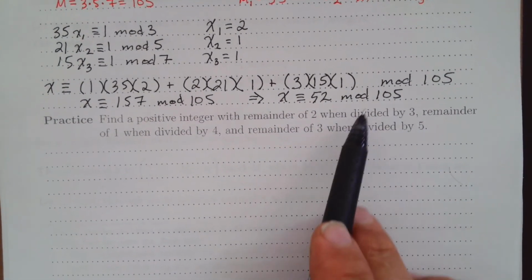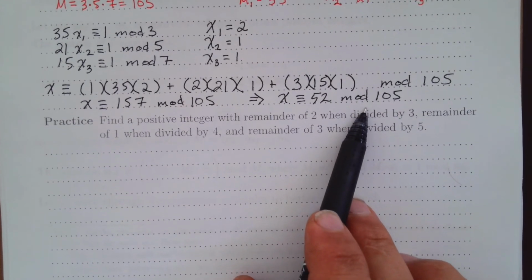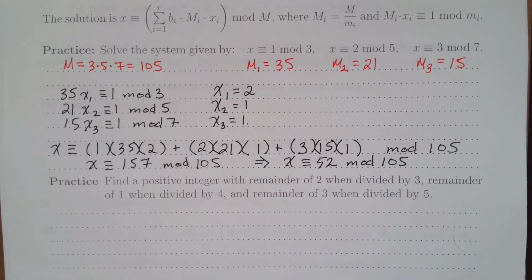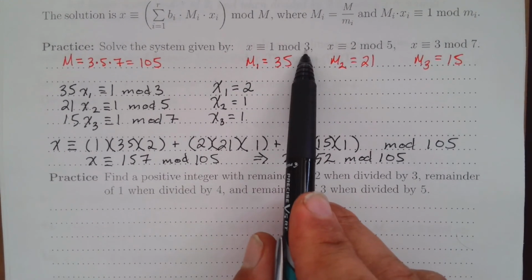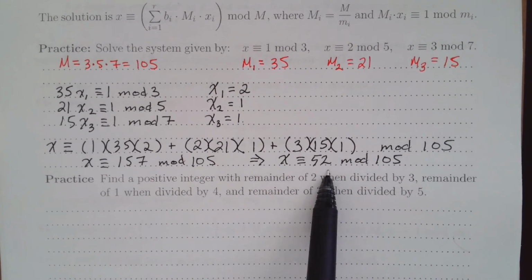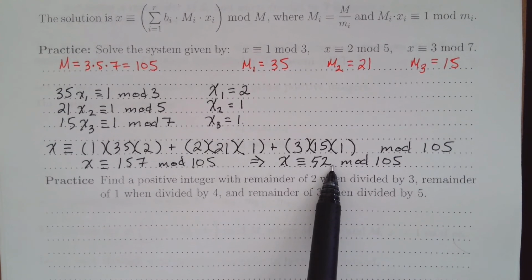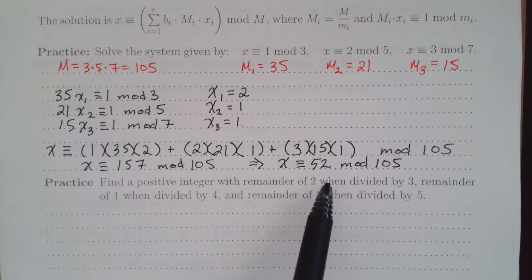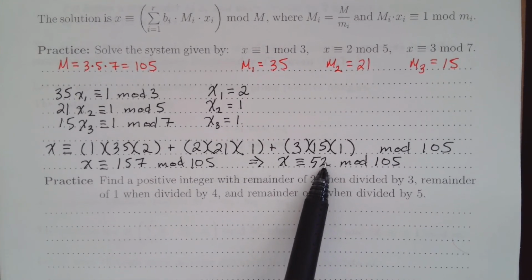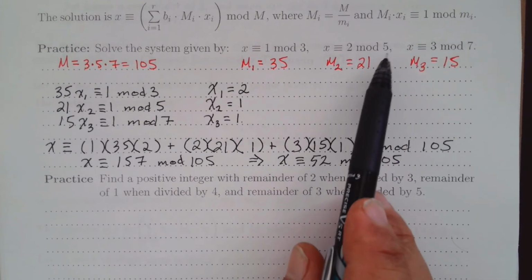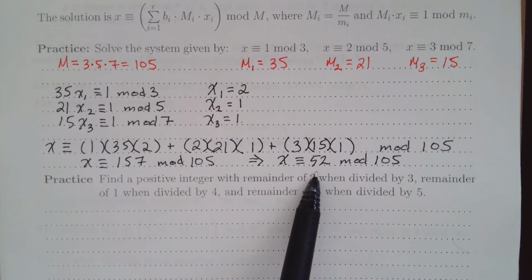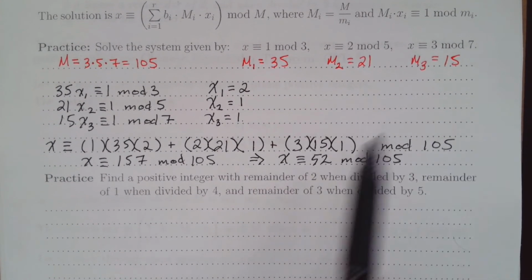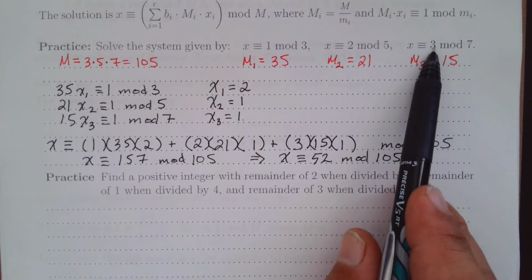Now, of course, we can double check our answers and see, does this satisfy our original equations? Okay, well, let's see here. 52 is 1 more than 51, and 51 is divisible by 3, so that works. 52 is 2 more than 50, and that's divisible by 5, so that works. And 52 is 3 more than 49, and that's divisible by 7, so that works.